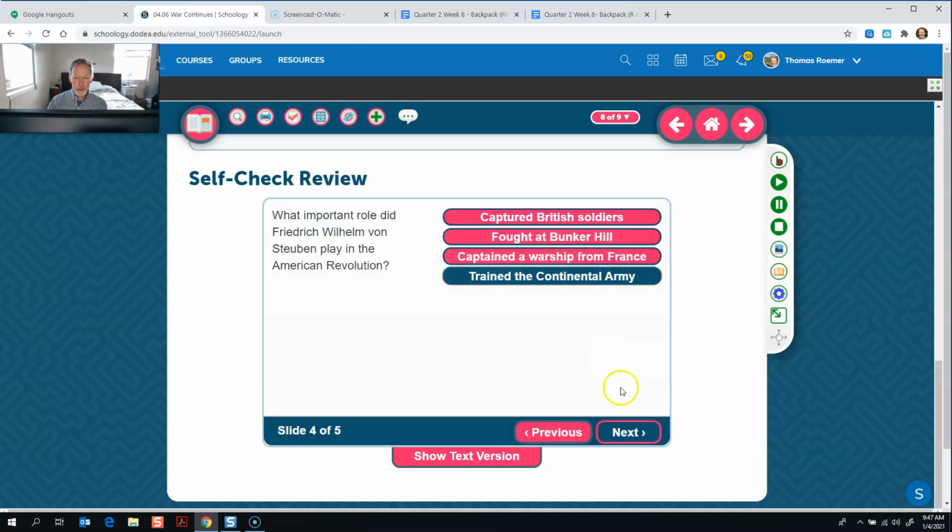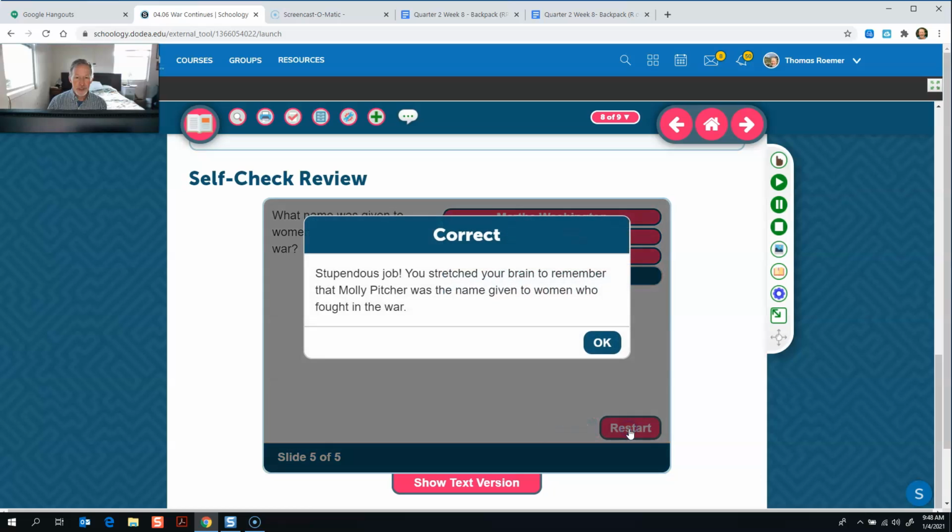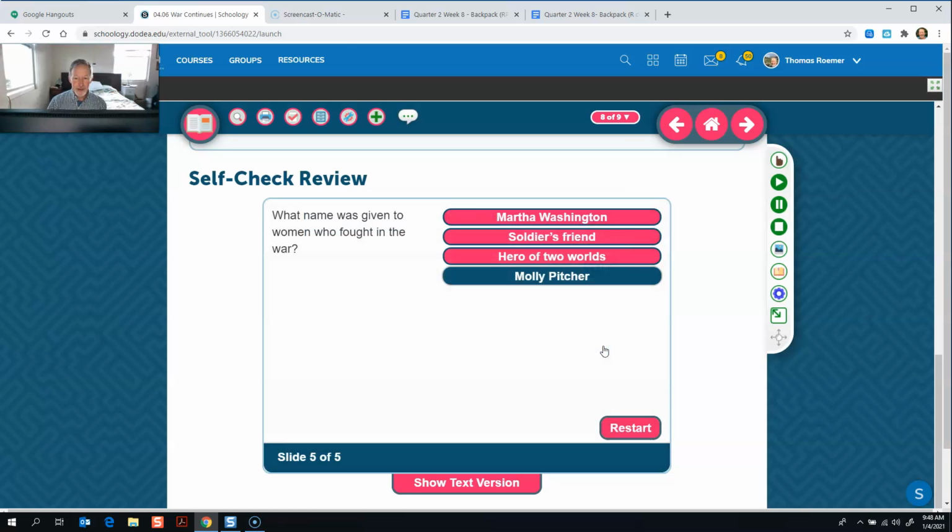Wonderful work. Now, what name was given to women who fought in the war? You notice that in that first drawing, it wasn't a photo, more of a drawing, there was a woman and she had a pitcher of water. So those women were symbolically called Molly Pitcher. That's where the name comes from. Okay, stopping there. Next lesson coming up.